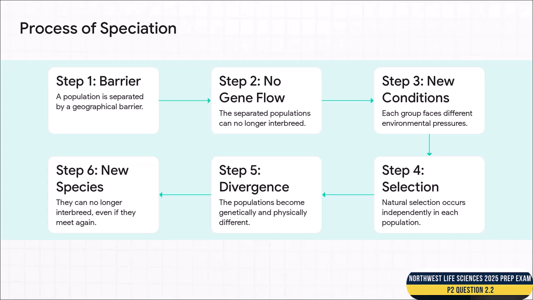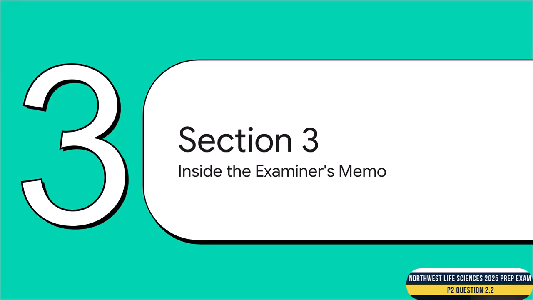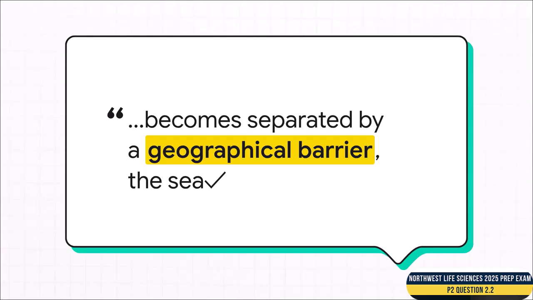That's the whole story. Now, knowing the story is half the battle. The other half is knowing exactly what the person marking your paper is looking for. So let's pull back the curtain and peek inside the official marking memorandum to see exactly where each and every one of those 6 marks comes from. Okay, look at the detail here. You don't just get a mark for saying a barrier. The memo gives the mark for saying geographical barrier and for naming it, the sea. That little bit of specificity is exactly what they want to see.